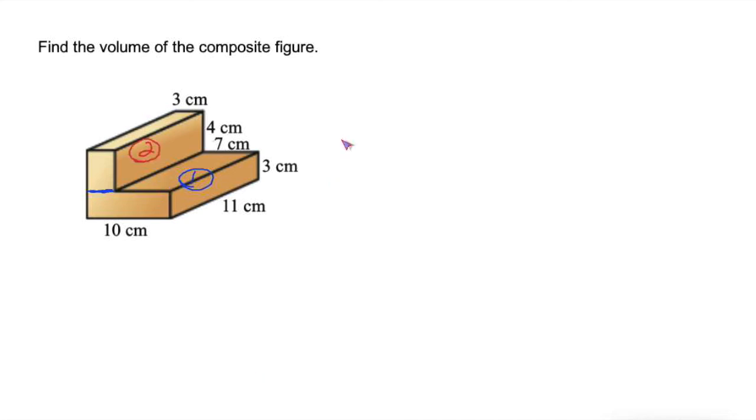So let's find the volume of the first one. Okay, it's a rectangular prism, so it's length times width times height. So it's 10 this way, it's 11 deep, it's 3 high. So 10 times 11 times 3, that's going to be 330. And of course, that's going to be in cubic centimeters.